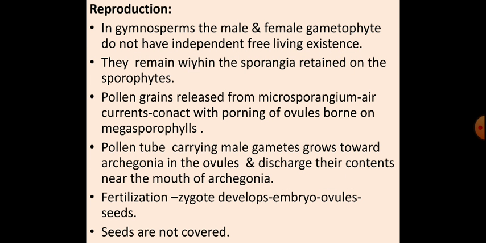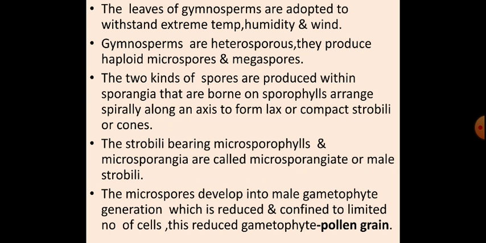What will happen? Reproduction. How will it take place? In gymnosperms, the male and female gametophyte do not have an independent existence. They remain within the sporangia for a long time inside the sporophyte. Now, pollen grain released from microsporangia comes in contact with the ovule borne on megasporangia. Are you understanding what I am trying to say? See, male gamete is called pollen grain. Female gamete is called archegonia or ovule.